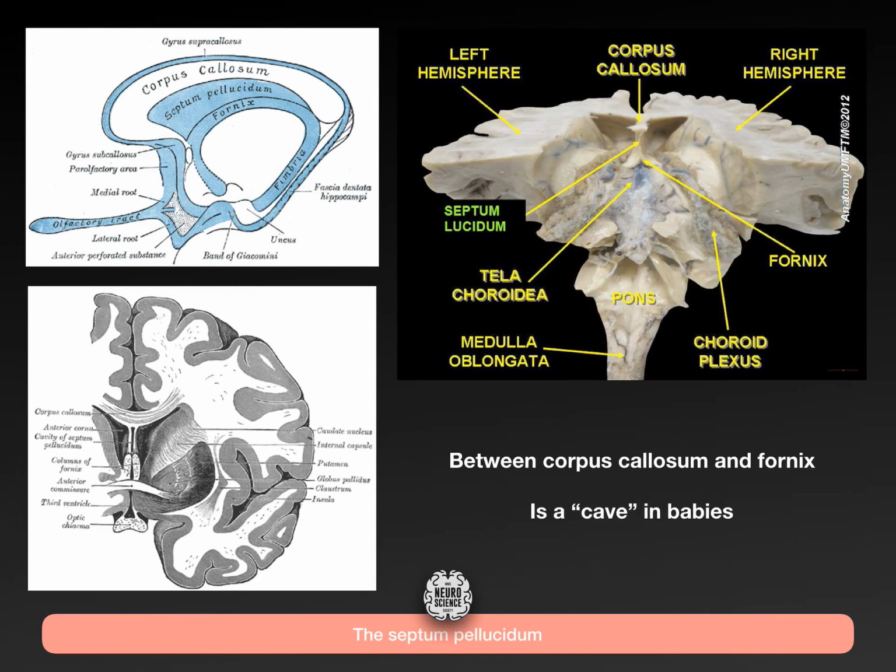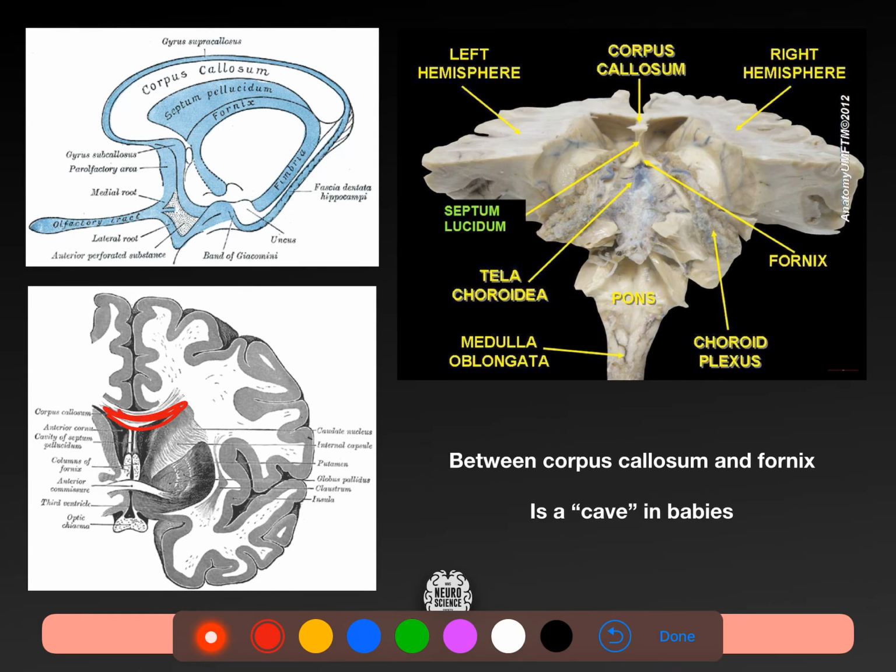Now, the septum pellucidum. Where is the septum pellucidum? Well, the easiest way, remember the corpus callosum? Here's the corpus callosum, here's the corpus callosum. Just inferior, that's where it lies. So the septum pellucidum is this thin, transparent membrane in the midline, right here. Septum pellucidum, or septum lucidum as it's called there. So we have the fornix underneath, we have the corpus callosum above.